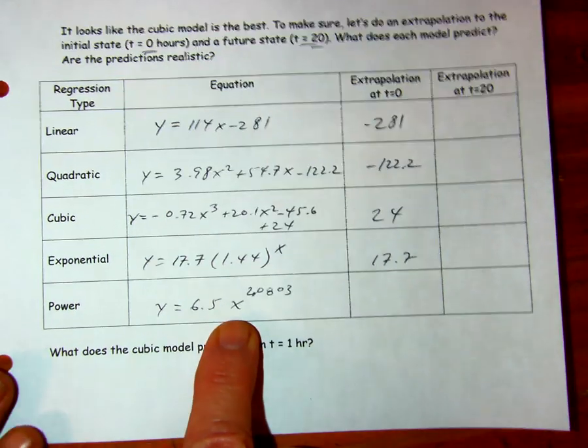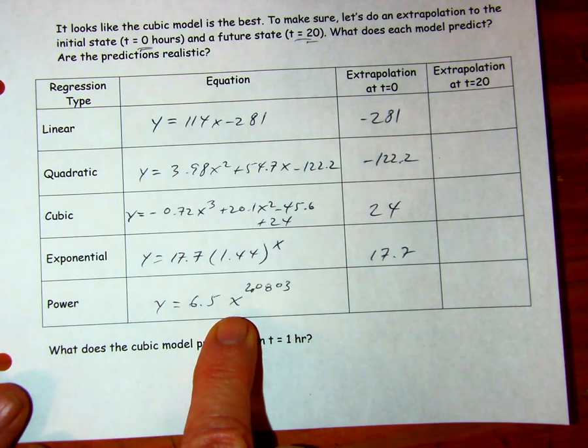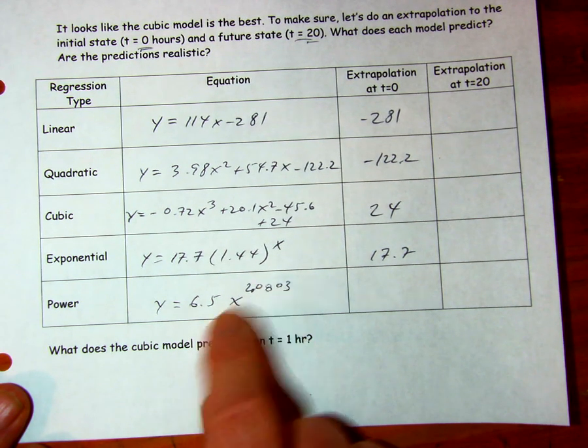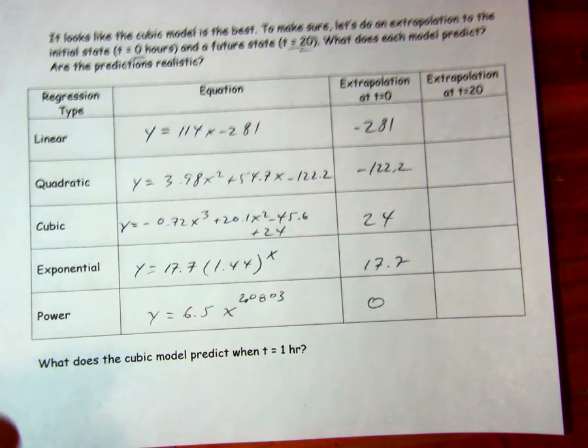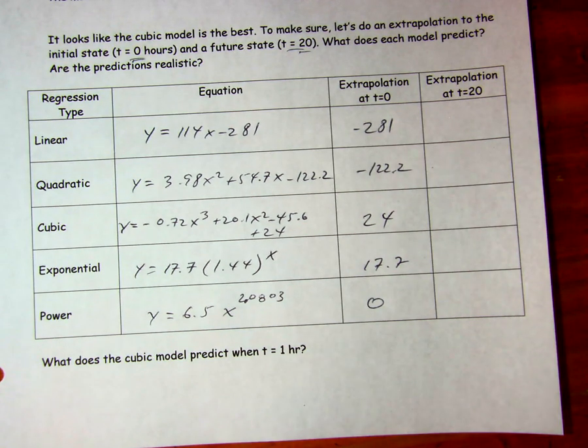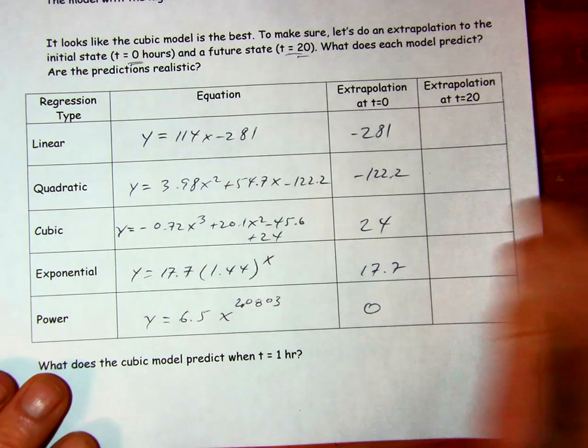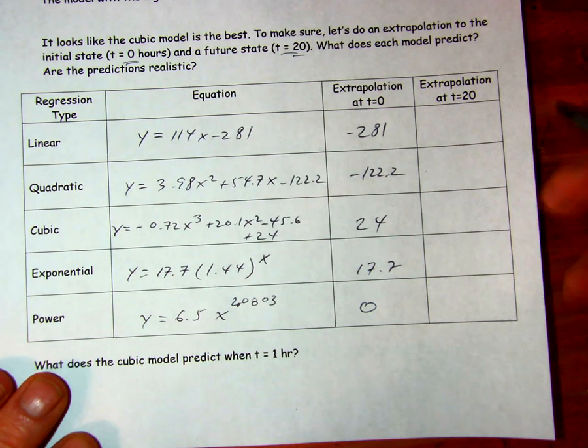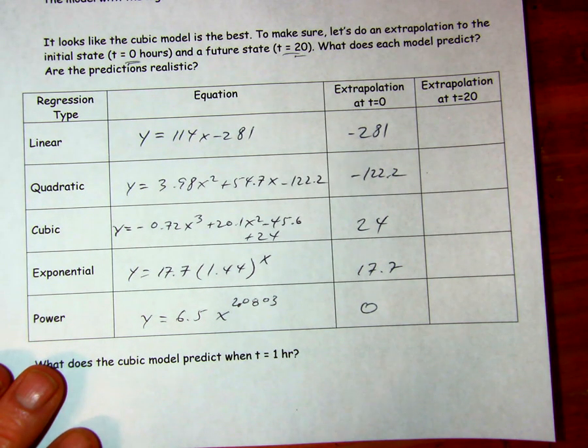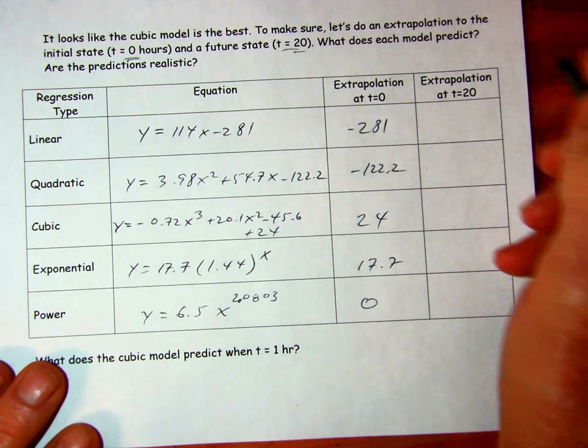What about this one? If x is 0, well, 0 to any power is 0. So this is just going to be 0. All right, that's extrapolating at t equals 0. You guys were just wanting me to give you the numbers? I take that as a yes.